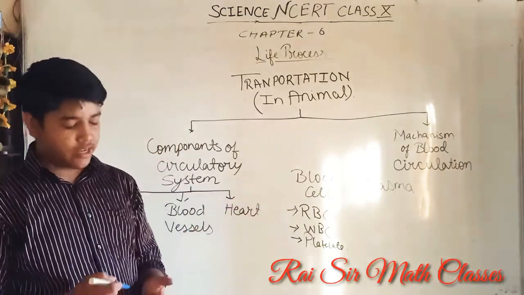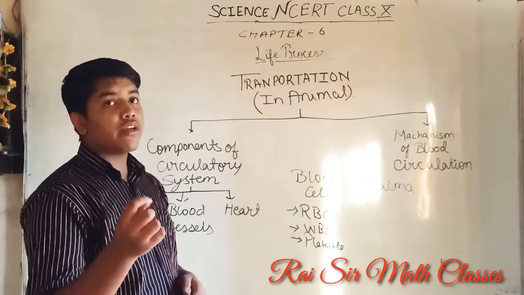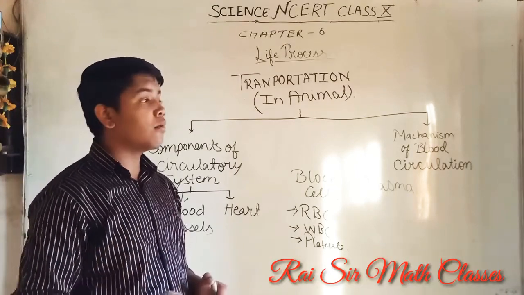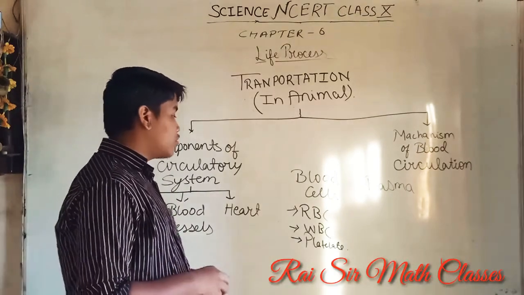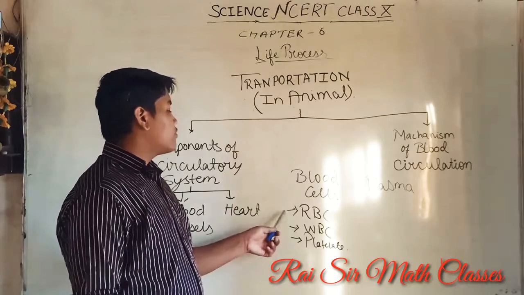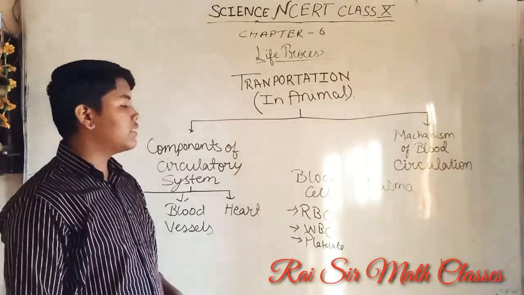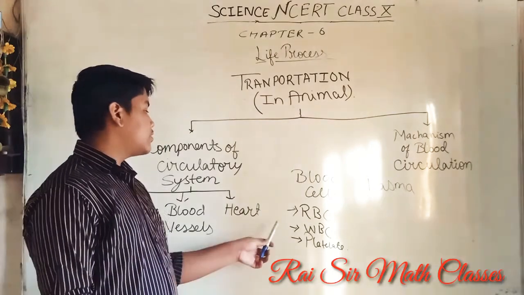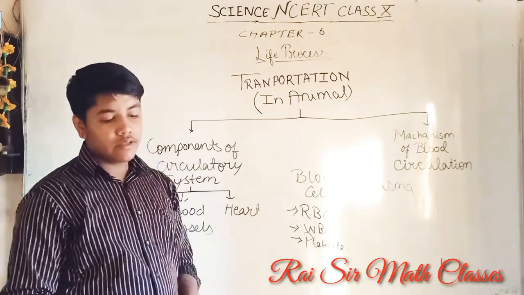So what are blood cells? As we all know, the cell is the building block of every major or minor component that exists or has mass in our atmosphere. So blood also has cells. The first one is RBC, that stands for red blood cells. The second one is WBC, that is white blood cells, and the third one is platelets.